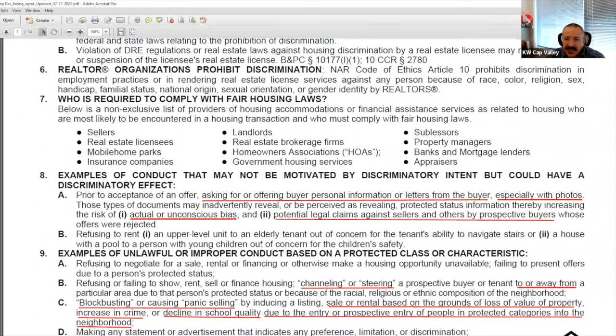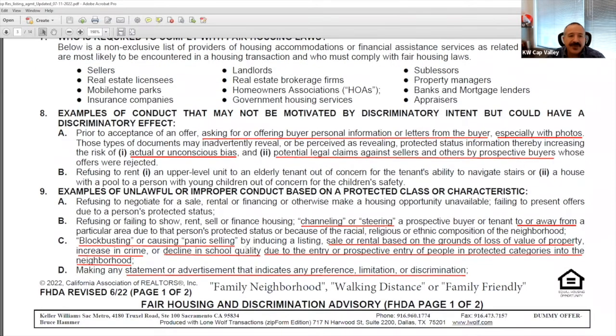Let's see here. Oh, this is an important one too. Conduct that may not be motivated by discriminatory intent, but could have a discriminatory effect. And this, if you've been in the business for more than a couple of years, you've probably heard of buyer letters. And we'll talk more about this down the road in our class.